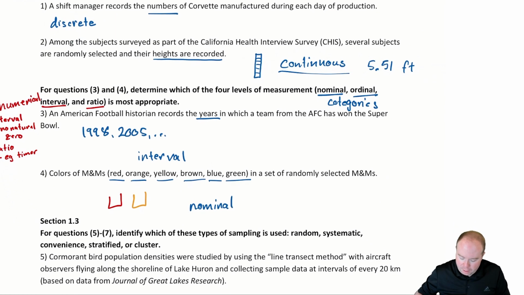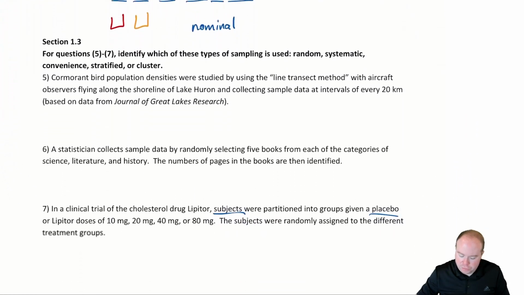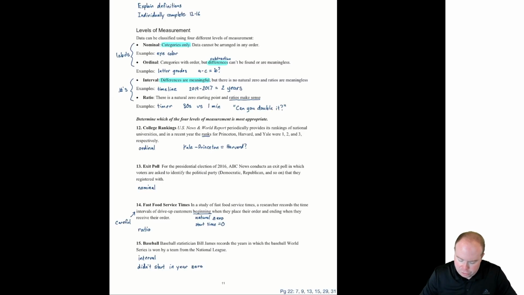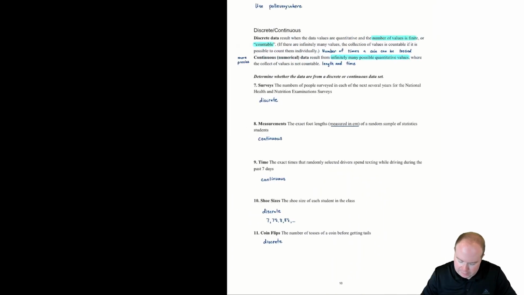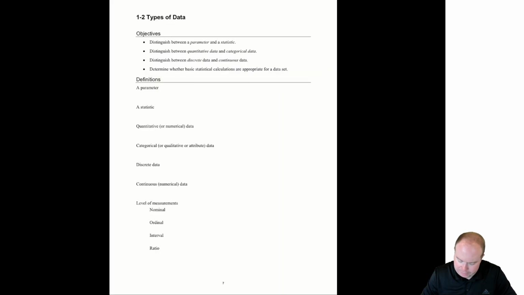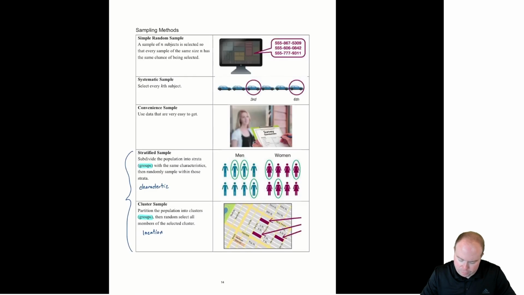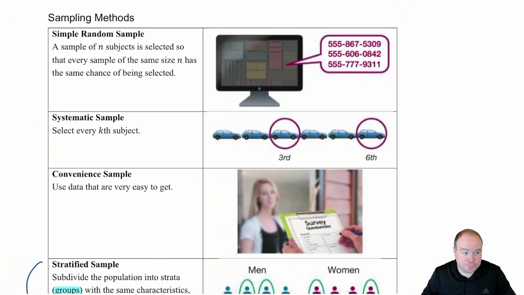All right, so that completes 1-2. On 1-3, we learned about different sampling methods. Just to remind you, if we go back to our 1-3 notes, we have our different sampling methods here.